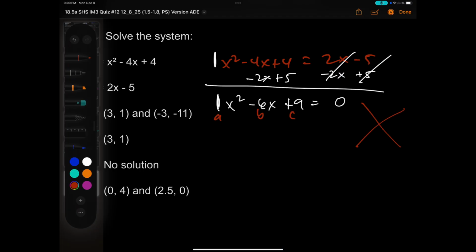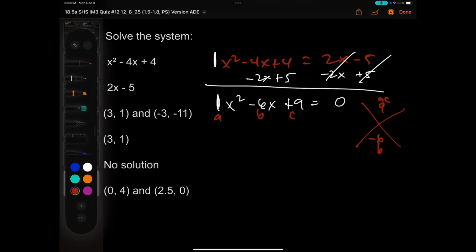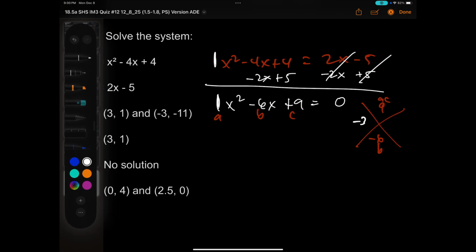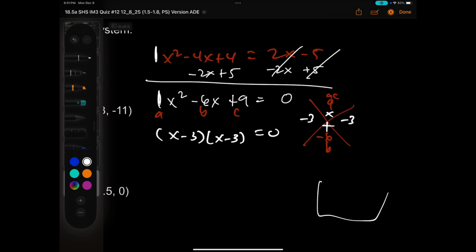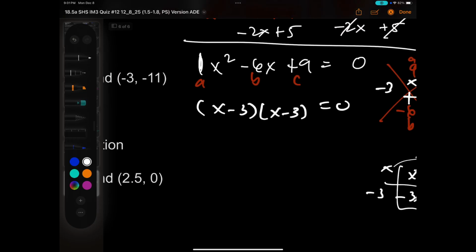Okay, now I'm going to see if I can just factor that. A, B, C. So it's 9. My B value is negative 6. Negative 3 times negative 3 is positive 9, but adds to negative 6. So x minus 3, x minus 3. Remember we learned earlier this year that if you just did factoring, it's still the same. Does that make sense?